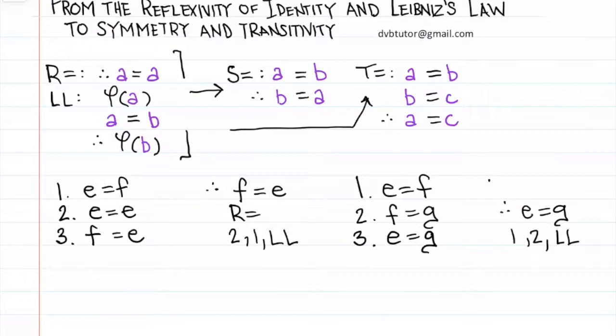So we've seen how the symmetry of identity and the transitivity of identity can actually be derived from just the reflexivity of identity and Leibniz's law.